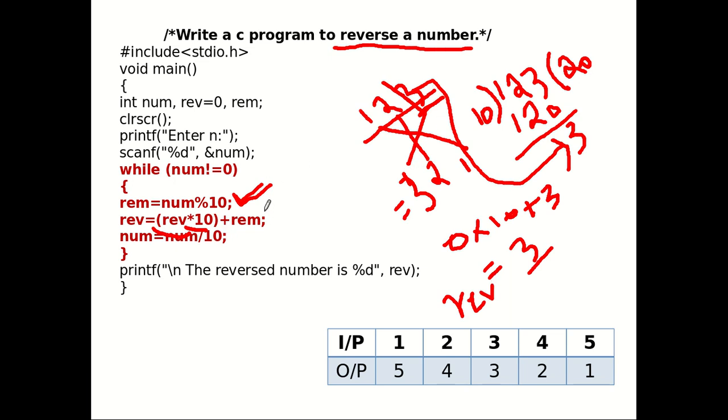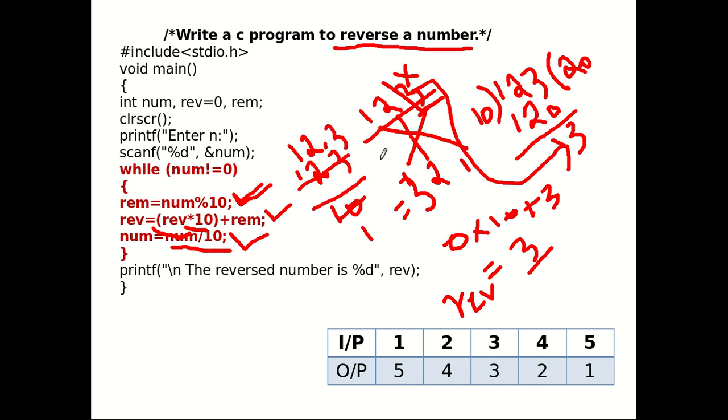Once after extraction and placing it in the first position, we have to remove the last digit from the original number, meaning we have to remove this 3 from the original number. To do this we are using this statement, that is num divided by 10. Our original number is 123 divided by 10. 10 ones are 10, 10 twos are 20, 3 is remaining here. So 10 twelves are 120, 3 is remaining.